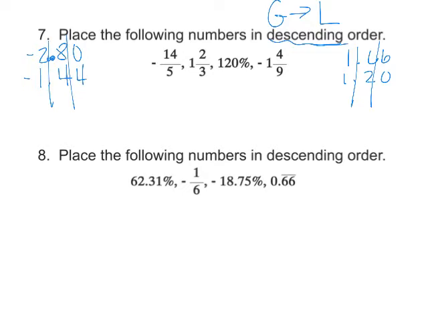Descending, greatest to least. Obviously, our positives are bigger, so let's start over here. The ones are the same, so let's look over here in the next column. Which is bigger, a 6 or a 2? A 6 is bigger. So 1 2/3. And then we have the 120%. Okay, over here, which is bigger, a negative 2 or a negative 1?